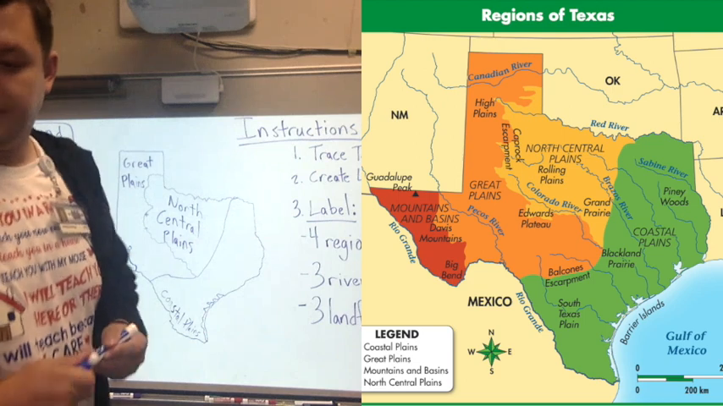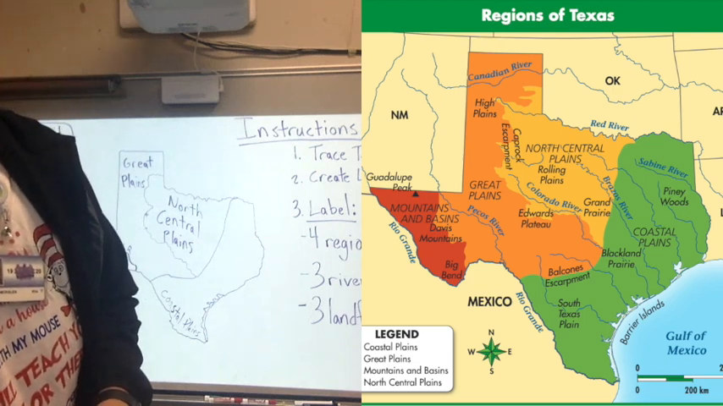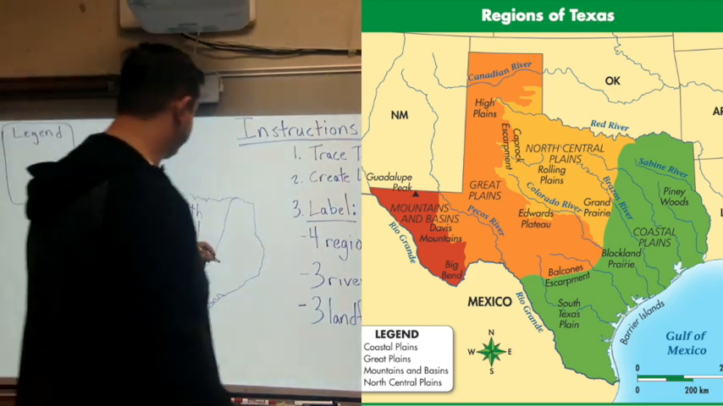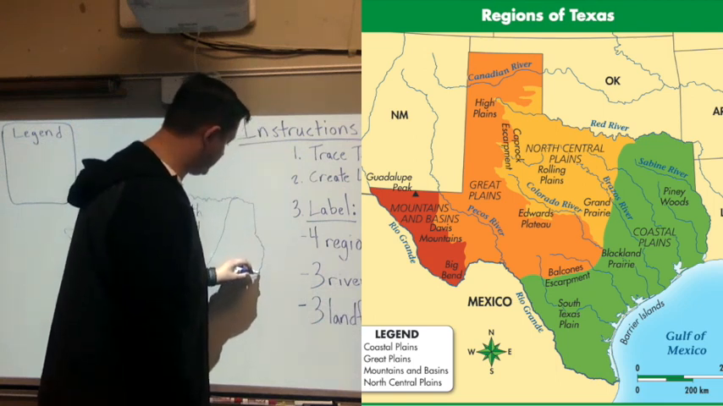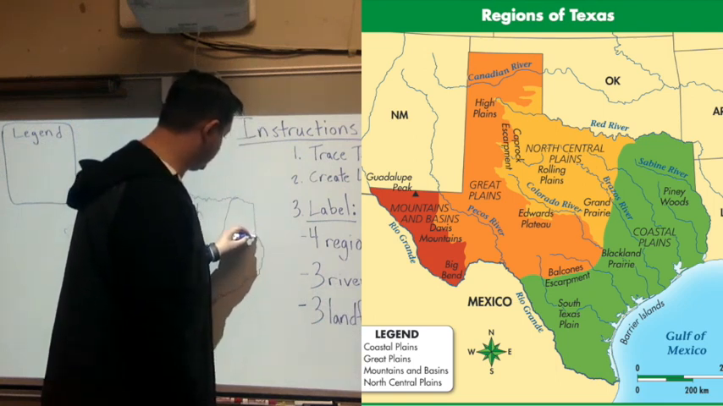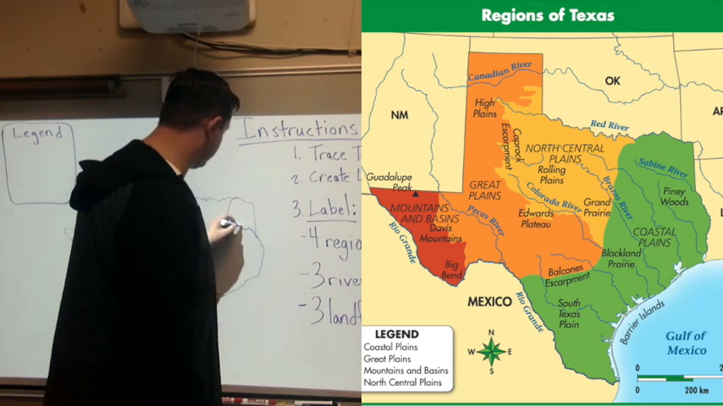Now, we need 2 more, okay? All right, one of my favorites here. Coming up this way, I believe you can still see. It's right along here, and this one's going to be the Sabine River.